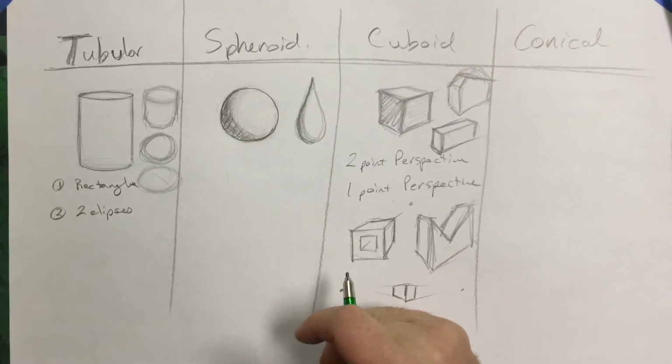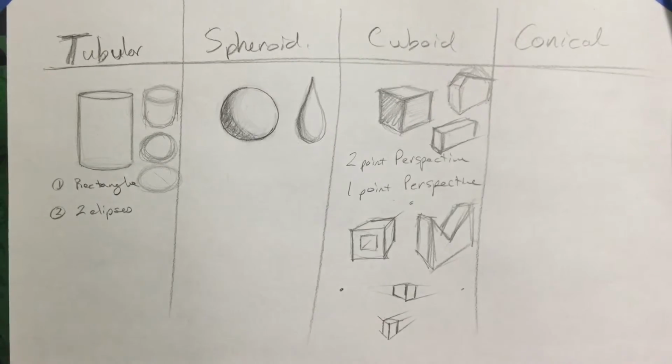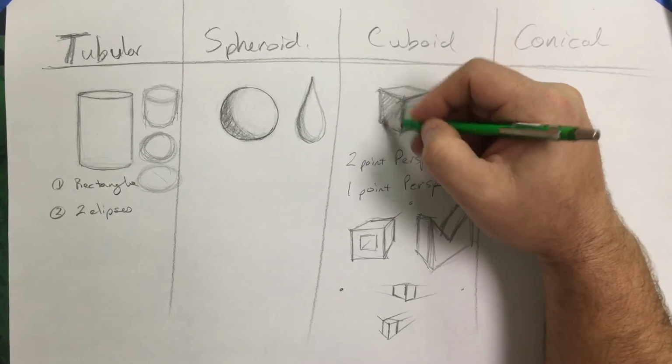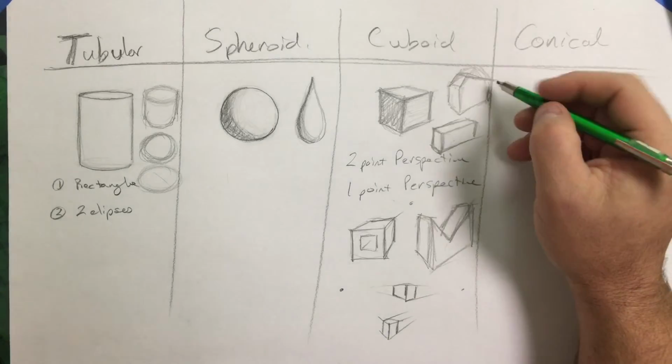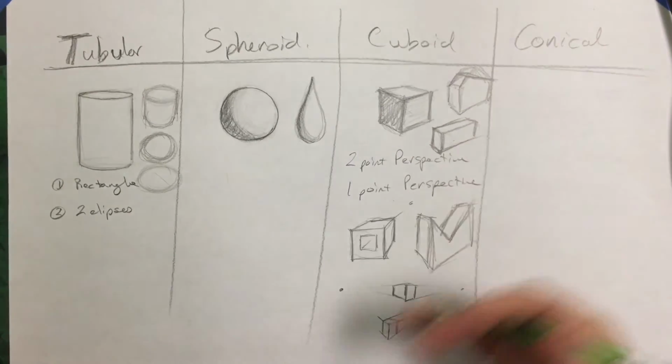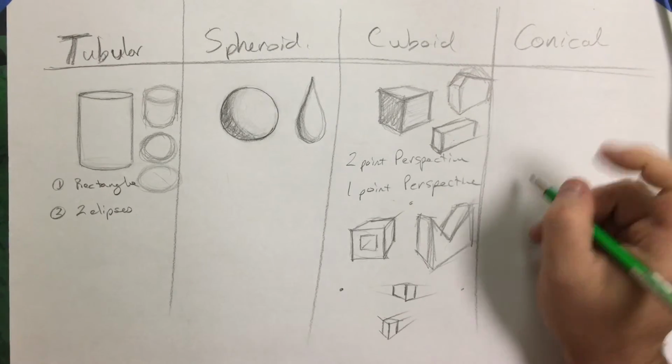So practicing with cuboids is another really important thing. So you want to pause. This is where you can really just lose yourself in time, practicing cuboids. So if you want to pause the video again and do some practice with that, or if you just want to keep watching, that's fine too. So let's just move on to conical now.